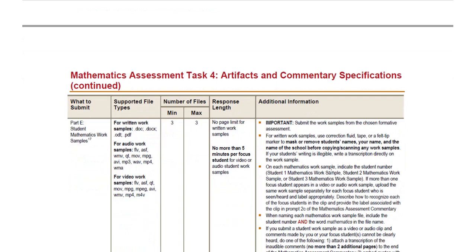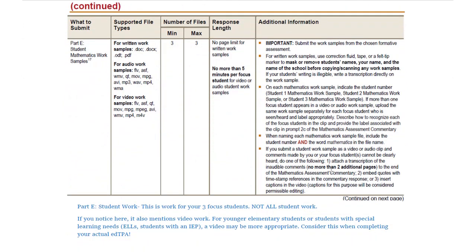Moving on to the final bits, the samples, the student work. This is work for your 3 focus students, so not all your student work, but again, my advice from the overview video is you should probably copy as many students' assessments as possible, have multiple copies of those assessments for each student, and do not write on them until you're absolutely certain those are the ones you're going to use for your edTPA. And even until the very end, I would leave sticky notes on everything with your writing on them. And then obviously be sure to mask or remove your students' names or any type of name of the school, any kind of identifying information on that work.